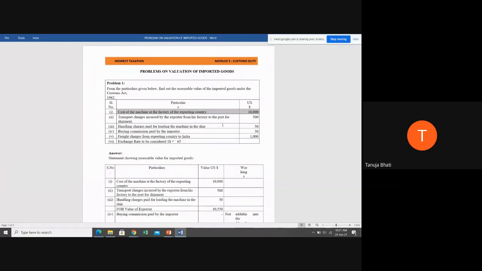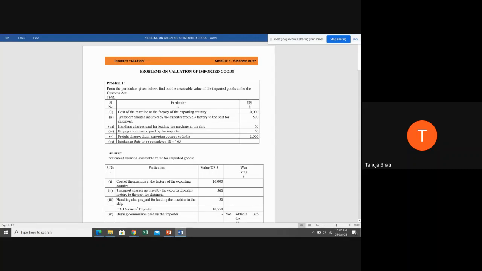Now, should this be included in calculating the assessable value, students? Yes, it should be included in the FAS calculation because it is the ex-factory cost at the factory gate of the exporter. We don't know the name of the exporter or the exporting country, nothing is given. Next, transport charges incurred by the exporter from his factory to the port for shipment. The ex-factory price is $10,000. Here it is given in dollars, so it may be the USA.